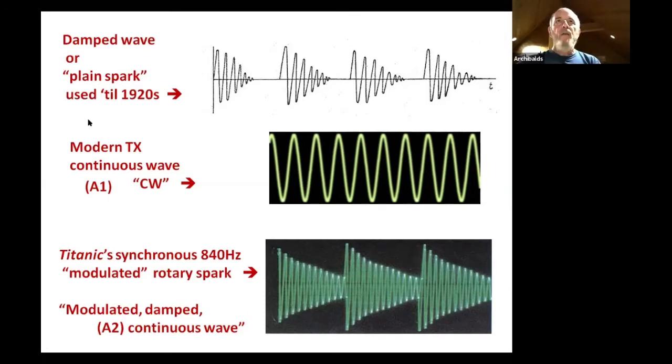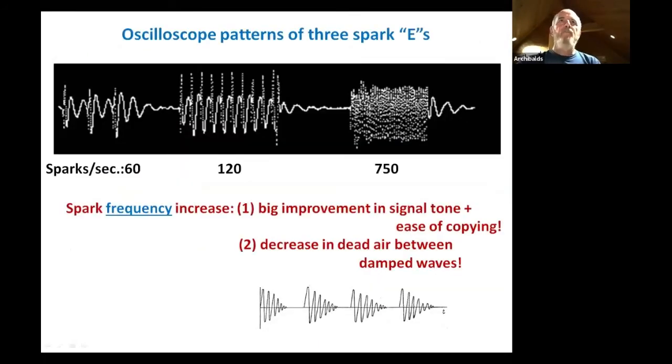Okay, this is what something running on 60 hertz would look like, a transmitter of the time. Can you imagine trying to copy this against the noise background that you'd get on 600 meters, 500 kilohertz? You increase the frequency, it gets better and better, and you go up to 750 hertz, and you've got something that's not too far from a modern signal.